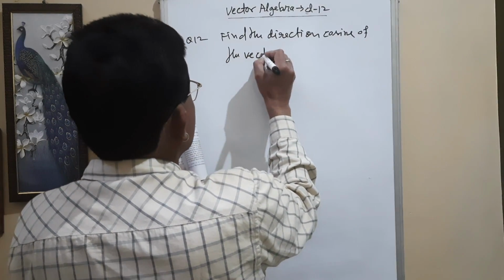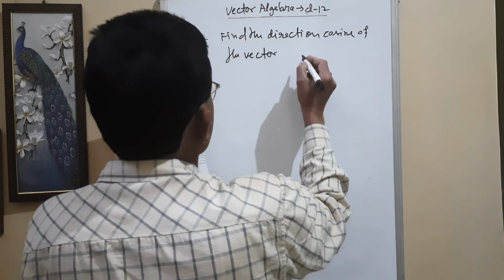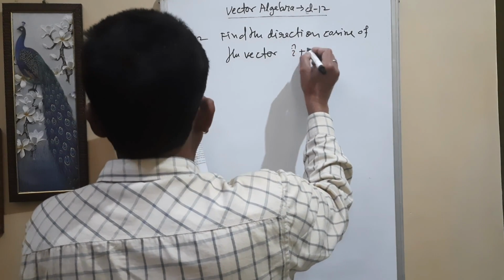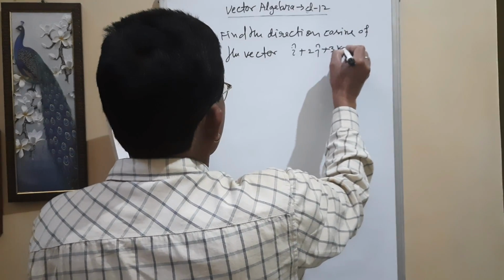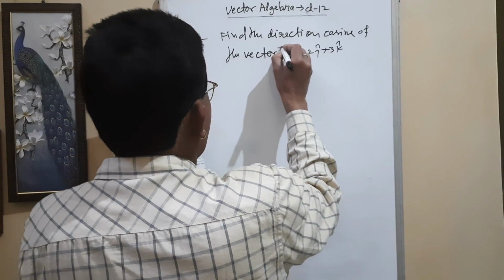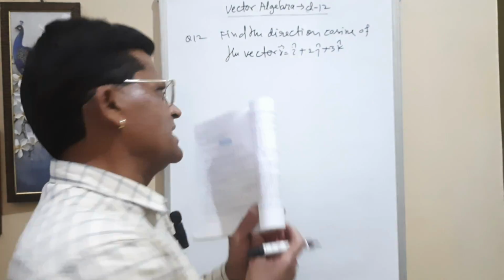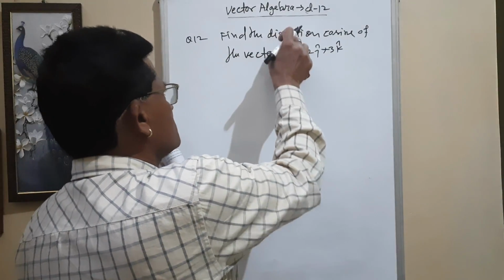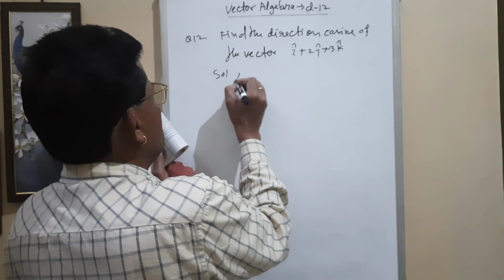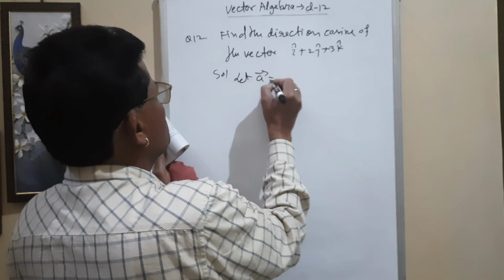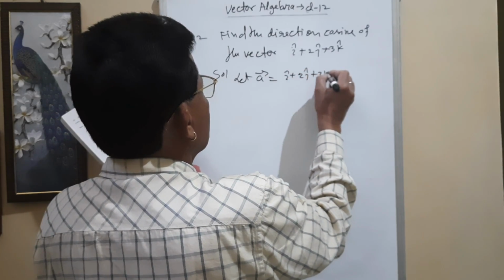I am writing the question so that you will understand. Take the vector I plus 2j plus 3k. Let me take it as vector R, or you can take A, that depends upon you. Okay, vector A. Solution: vector A is equal to I plus 2j plus 3k.